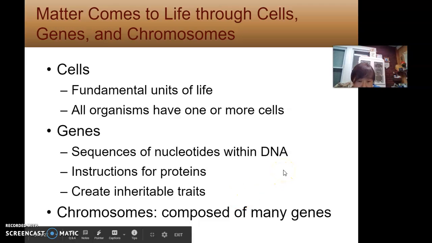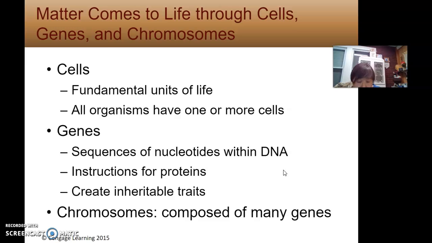So only a segment of DNA would be responsible for what we call a gene. And those genes are instructions for making proteins. In turn, they create inheritable traits, like the color of our eyes and the color of our hair, also decided by the sequence of the genes. And then the term chromosomes: they are composed of many, many genes. They are the whole chromosome with a lot of sequences.